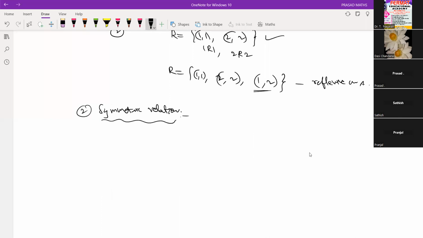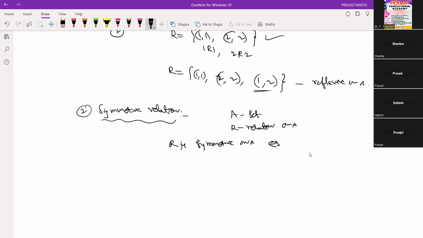What is symmetric? A related to B implies B related to A. A is my set. We take any relation R on a set A. Then R is symmetric on a set A if and only if, for any two elements A, B belonging to A, if A is related to B, then automatically B is related to A. If that happens, this R is symmetric. If A is related to B, then B related to A must be there in R.